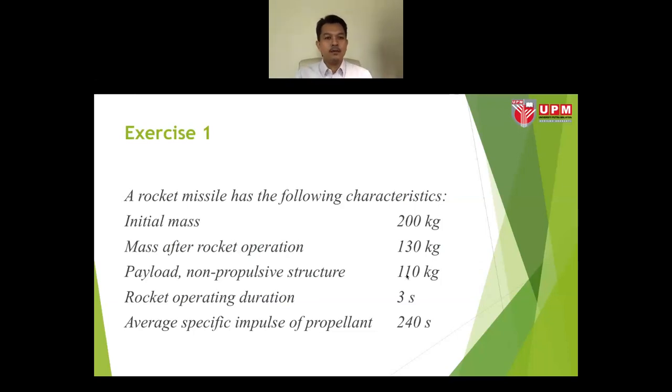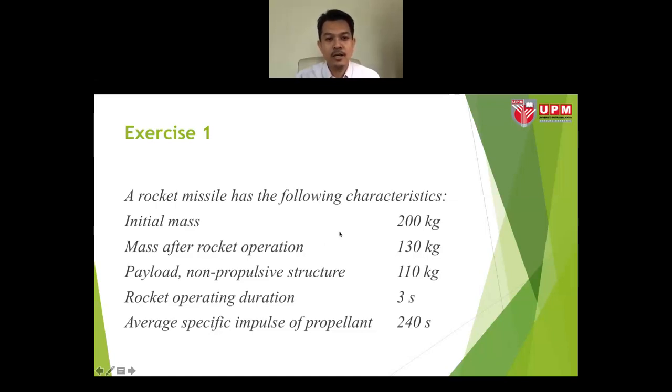Okay, for this particular exercise, I hope you have your pen and pencil or paper to jot it down. You can always refer to the equations provided in the YouTube video, and later you can watch this recording again. So in this particular problem, we have a rocket missile which has the following characteristics. The rocket missile has an initial mass of 200 kilograms.